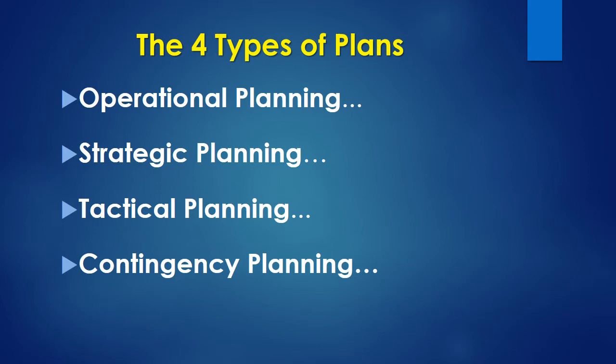Single-use plans are created for events and activities with a single occurrence, such as a single marketing campaign. Ongoing plans include policies for approaching problems, rules for specific regulations, and procedures for a step-by-step process for accomplishing particular objectives.